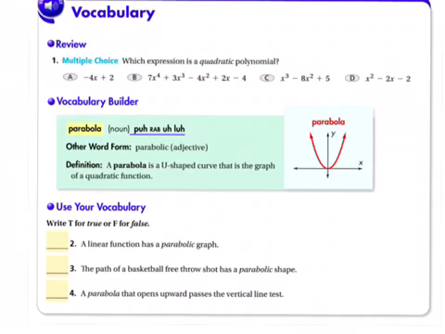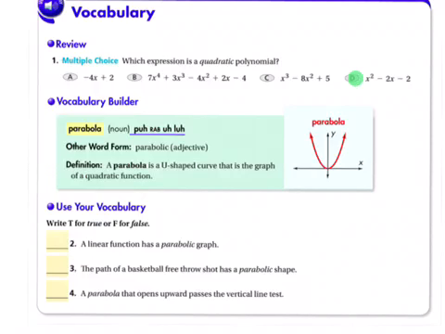Which expression is a quadratic polynomial? Well, the only quadratic polynomial is the one that has a degree of 2. The only polynomial that has a degree of 2 is option D. Our vocabulary is parabola. And let's talk about the true-false for parabola.